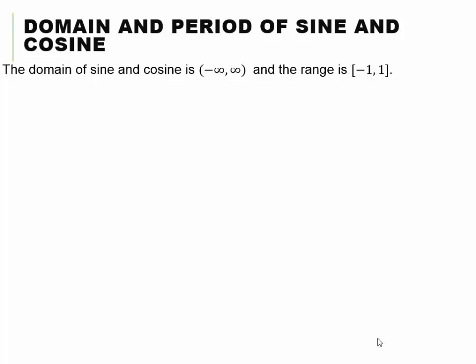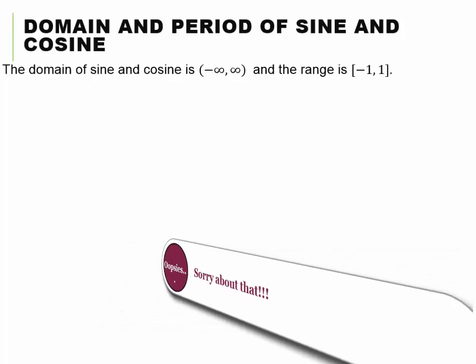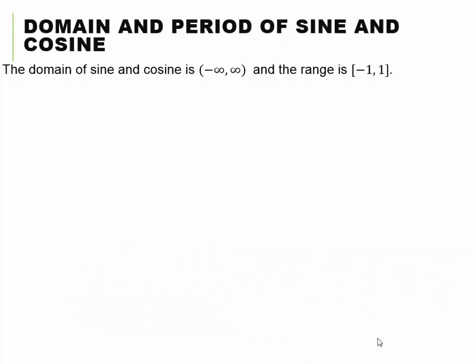So the question is, what are the... Okay, back to it. The question is, what are the outcomes? When you plug in any particular number, what are the outcomes that you get? Okay? And the outcomes happen to be between -1 and 1.